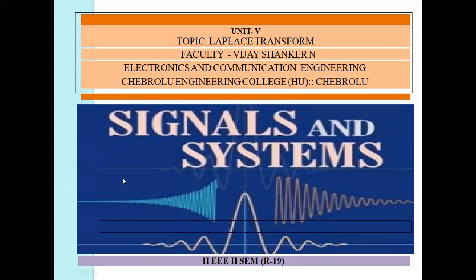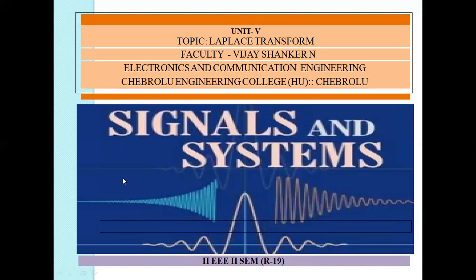And the second part in the 5th unit is the Z transformation. It is also a transformation where the time domain is converted into the frequency domain. The time is not continuous time; it is a discrete time function. x of n is converted into the frequency domain, x of z.